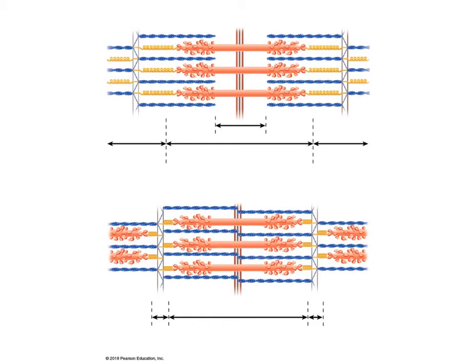And then here's that same diagram from the very beginning. You can see the Z line here and the Z line here, and this is reduced in size, this is reduced in size. This muscle is contracted.